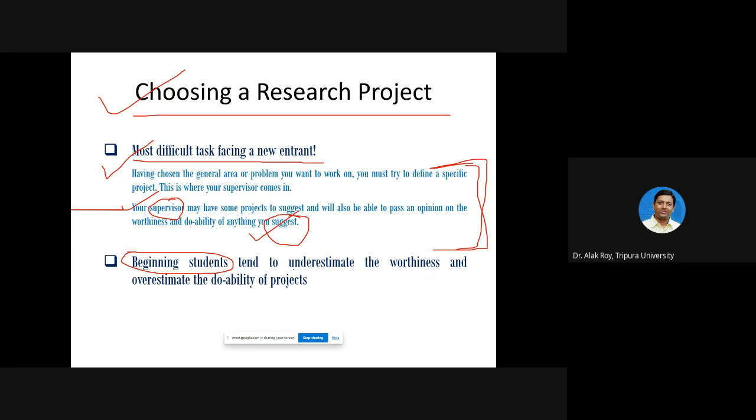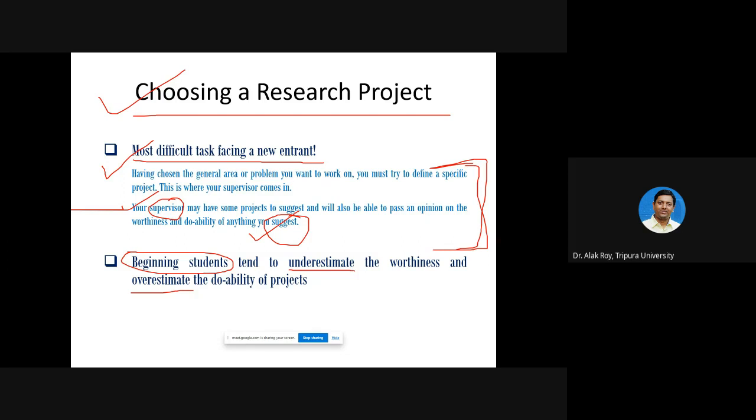So one is overestimate, one is underestimate. Underestimate means the student has some good topic to work on, but he or she is confused or not sure about the worthiness in completing the project, whether it is a good topic selected or a bad topic.